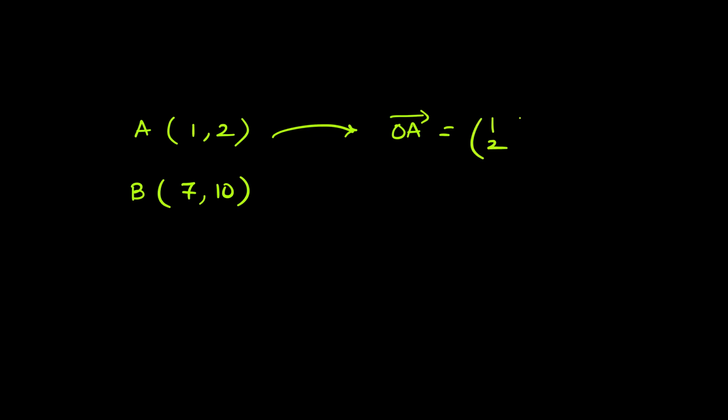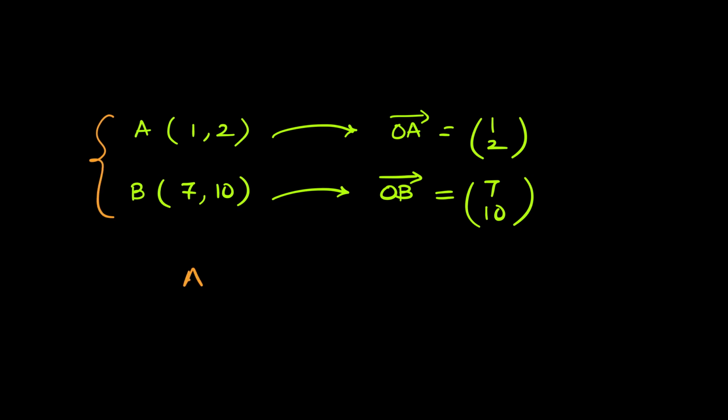Let's say there is a point A, the coordinates are 1, 2. There is a point B, the coordinates are 7, 10. And let me write A as OA, which is 1 and 2 in the column vector form, and B as OB, the position vector of B, as 7, 10. Now I need to find the distance between these 2 points, or I need to find the vector AB, and then I need to find the magnitude of vector AB.